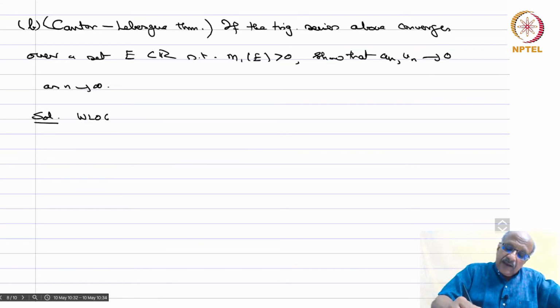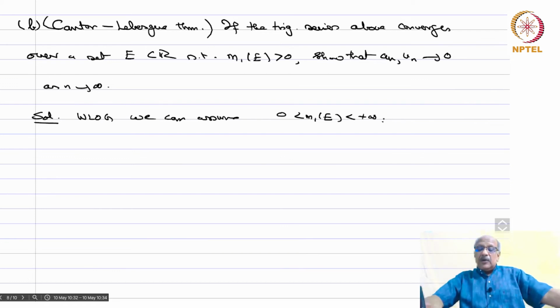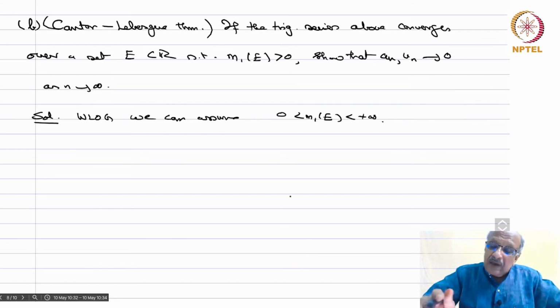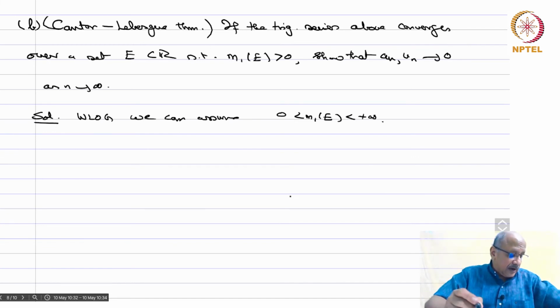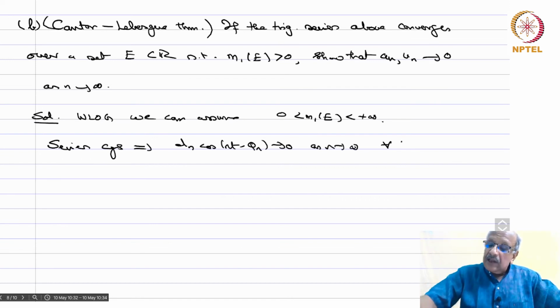Without loss of generality, we can assume 0 is less than m1(E), which is strictly less than infinity. It's finite because you take a smaller set of finite measure. You have a set of positive measure where the convergence takes place, so you take a finite measure subset of it. So the series converges, which implies the general term goes to 0. So dn cos(nt minus phi n) tends to 0 as n tends to infinity for every t in E.